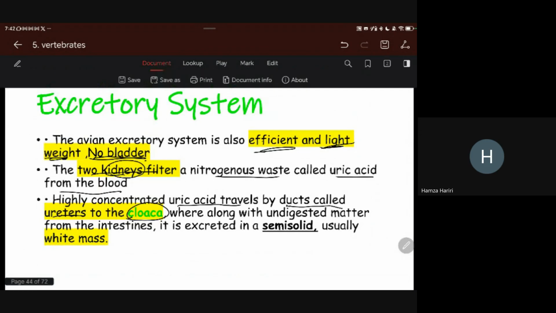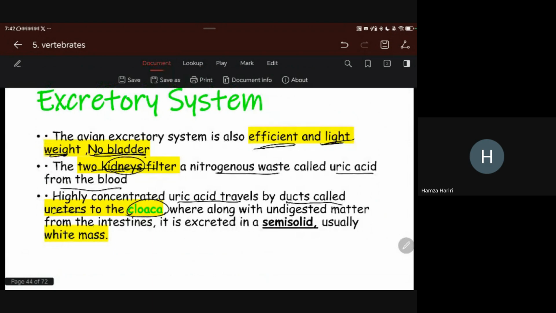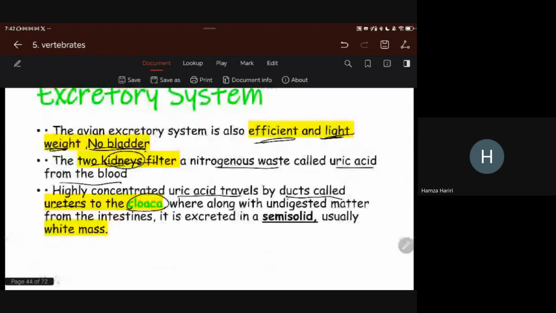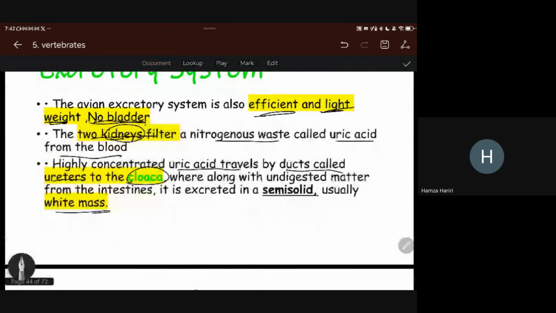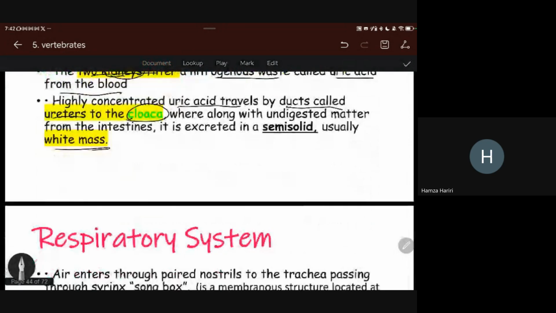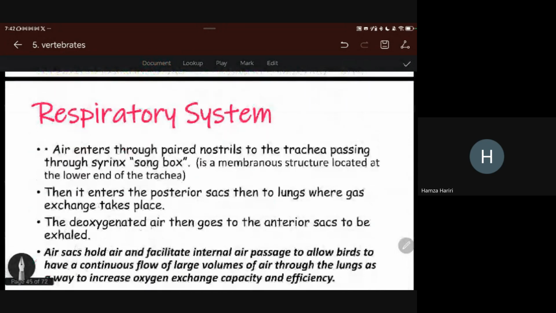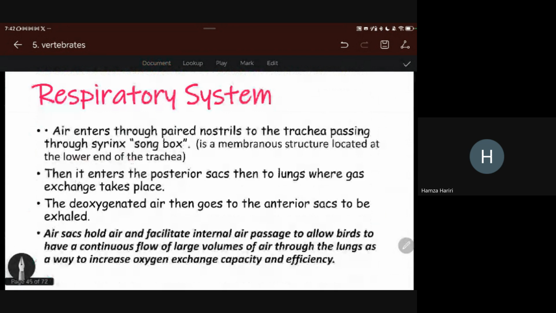So what does their excretion look like? It looks like a semi-solid material, which is a white mass. And I think a lot of us have seen this before when we're just walking and a bird just throws its stones on us.